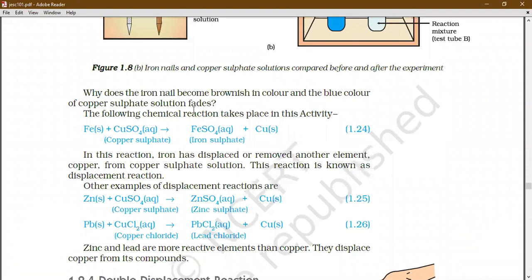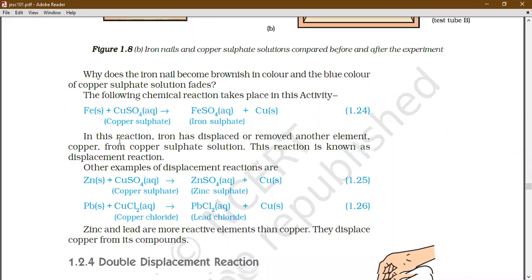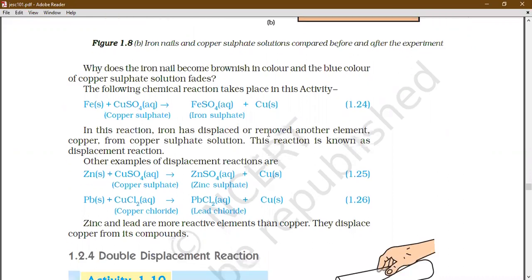The following chemical reaction takes place in this activity. Fe (solid) plus CuSO4 (aqueous) gives FeSO4 (aqueous) plus Cu (solid). In this reaction, iron has displaced or removed another element, copper, from copper sulfate solution. This reaction is known as displacement reaction.